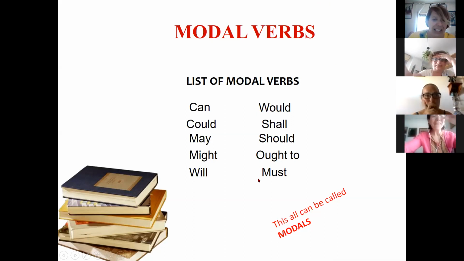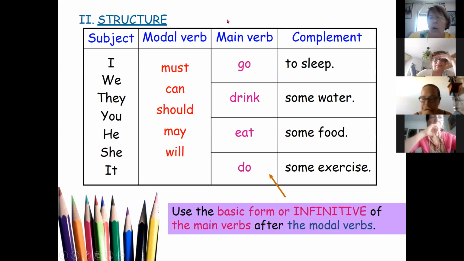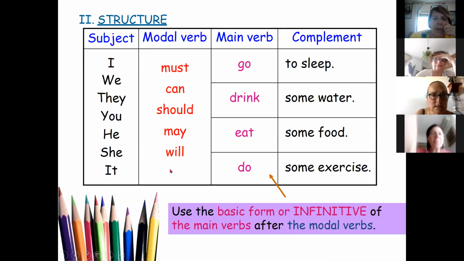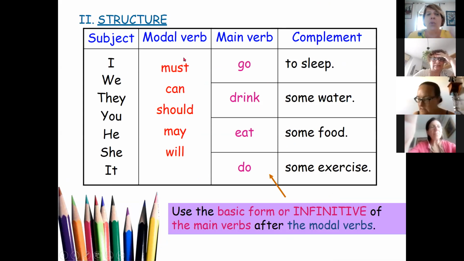Okay. So this is the list of the modal verbs. And how do we form them? The subject, the modal verb, and then the main verb, without putting anything at all between the modal verb and the main verb. For the main verb, we use the basic form or infinitive form after the modal verb, without anything in between. And then anything else is the complement.